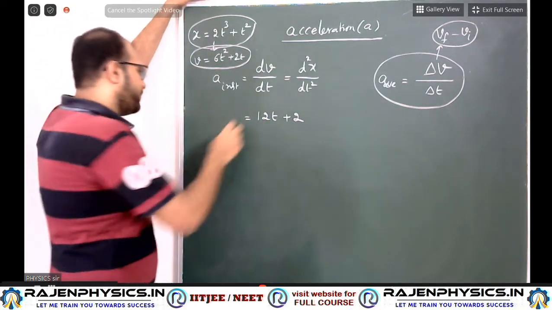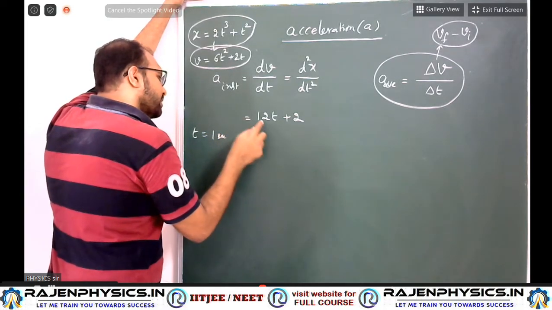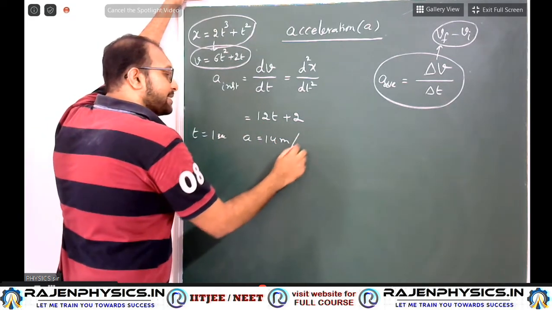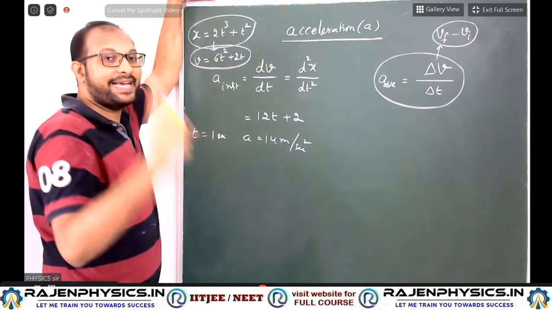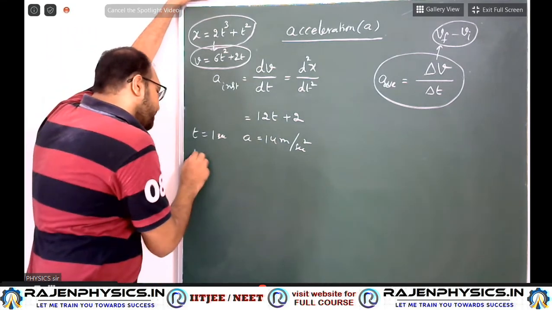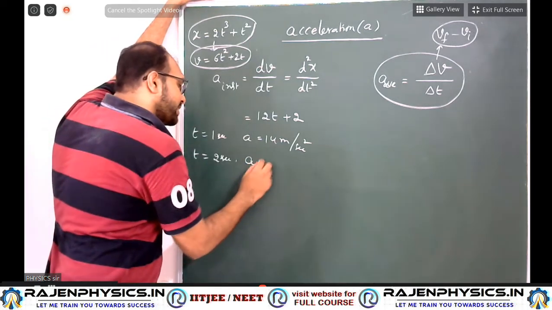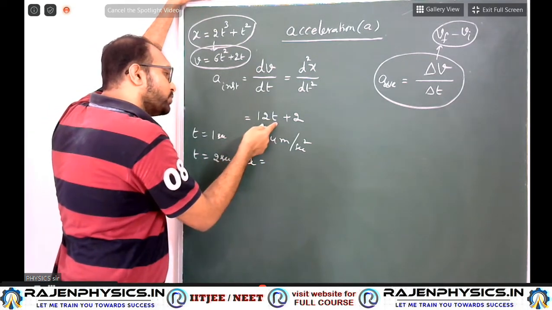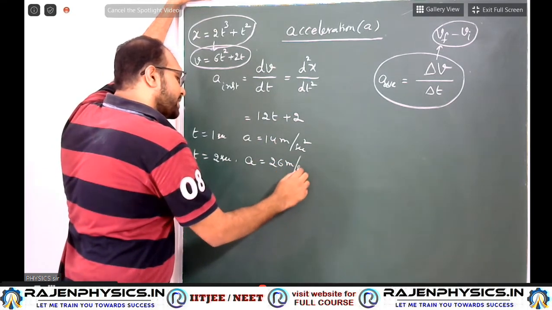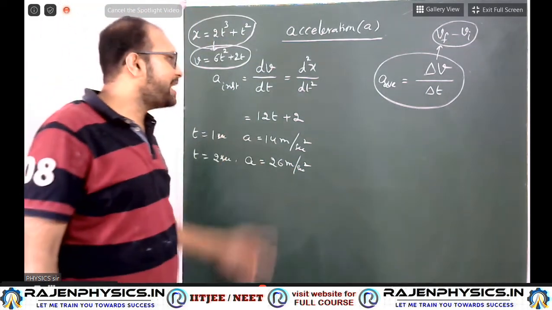Suppose you need t equal to 1 second. What is the acceleration? 12 into 1 plus 2, that is 14. Acceleration unit is meter per second square. So this is at t equal to 1 second. Students, at t equal to 2 seconds, acceleration is 12 into 2, 24 plus 2, 26 meter per second square. So this is instantaneous acceleration.